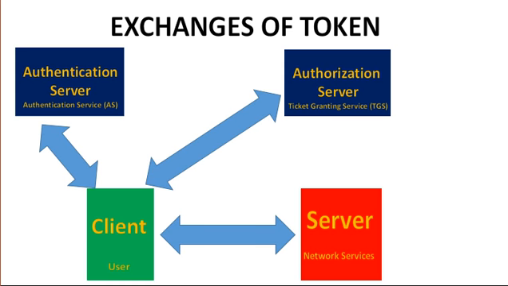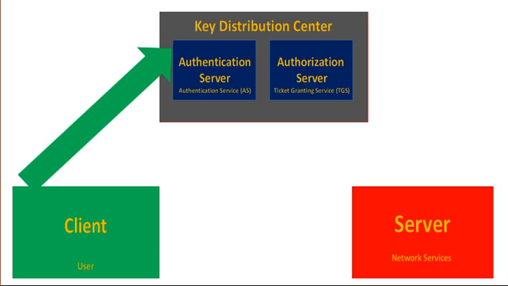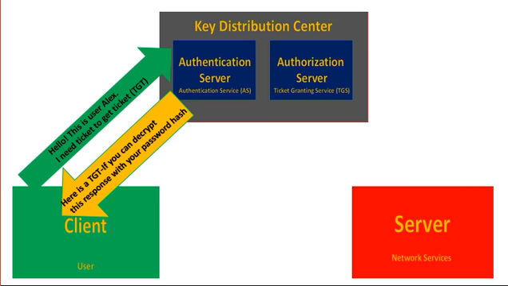Let's understand with an example. I am Alex, a client. I need to access the network services. So, I need a ticket to get tickets, TGT. For this, I will request a TGT from the authentication server. The authentication server will offer a TGT.